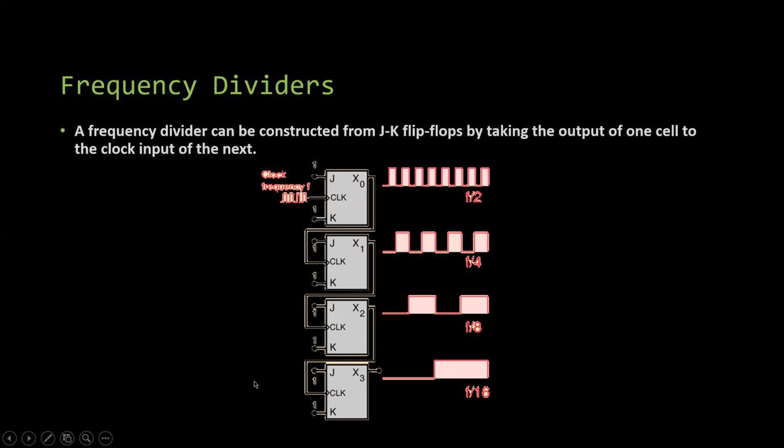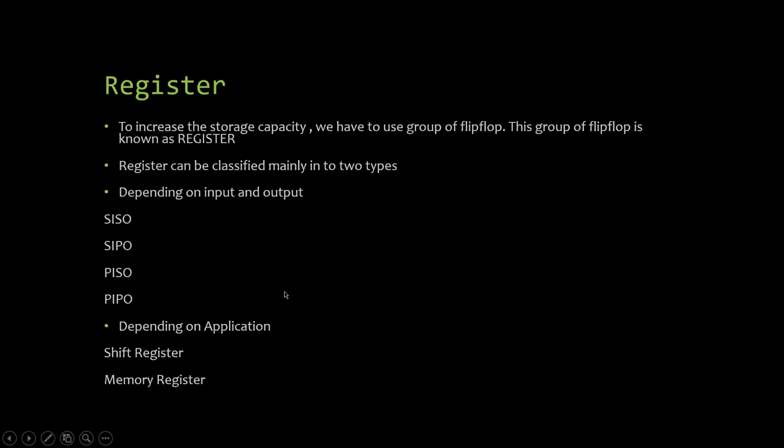And also I'll move to the next part, that is frequency divider. A frequency divider can be constructed from a JK flip-flop by taking the output of one cell to the clock input of the next. So here, as I have already told you, sequential logic circuit means the presence of memory will be there. So here it will save the past output of it and it will take it as the clock input of the next. So for this also we have to see the timing diagram. So it is not possible in the Logisim simulator tool. So I didn't design that using the Logisim simulator tool.